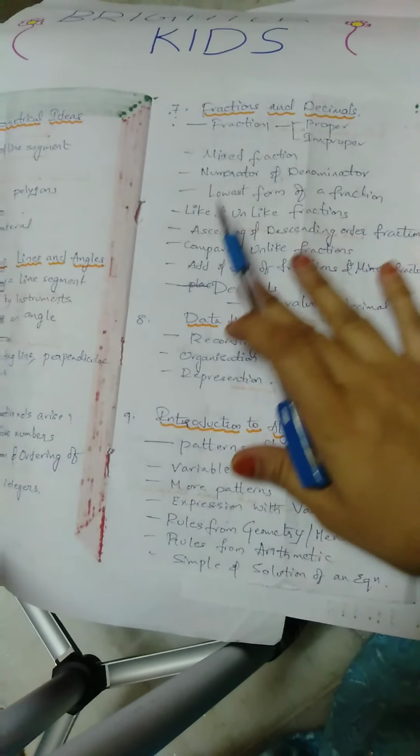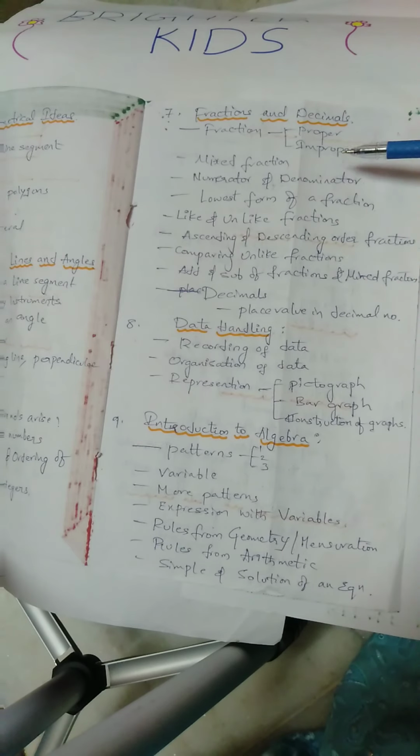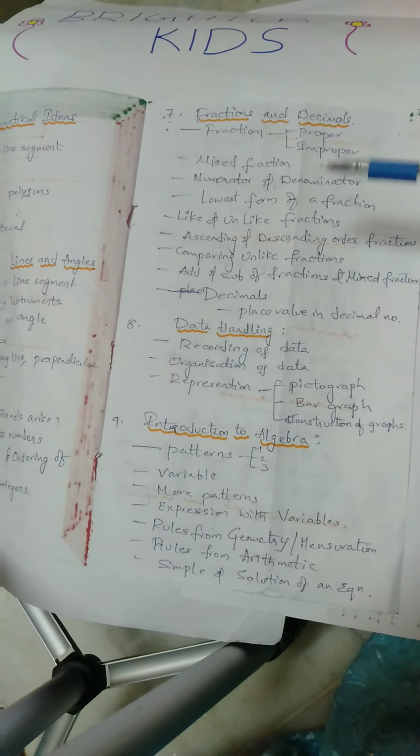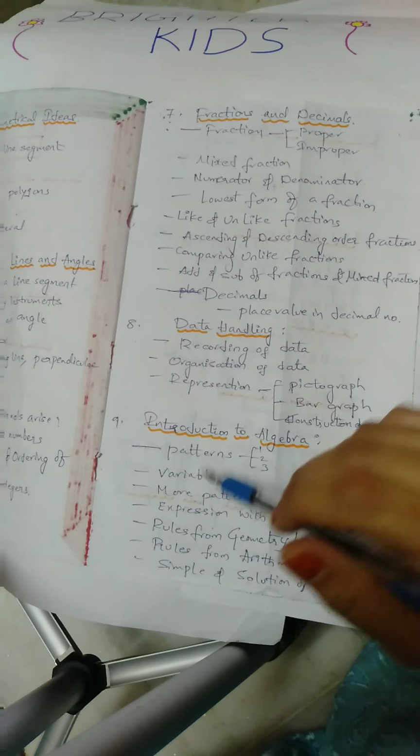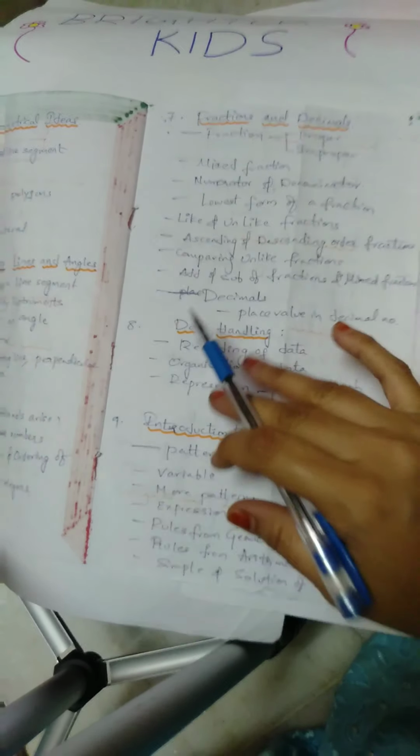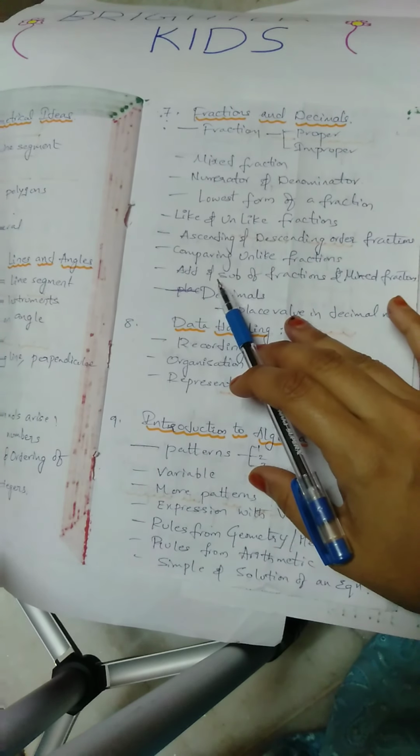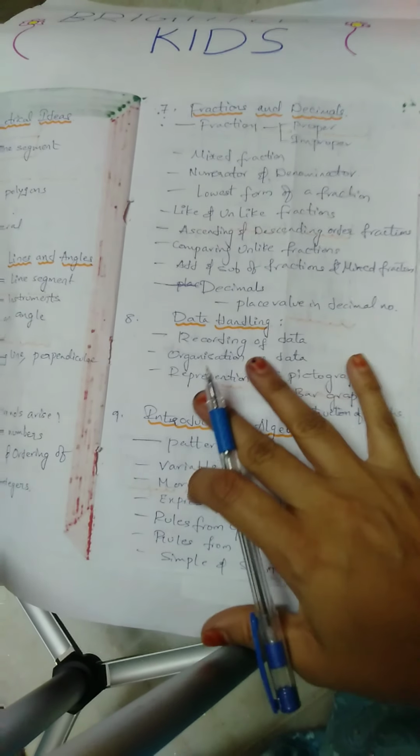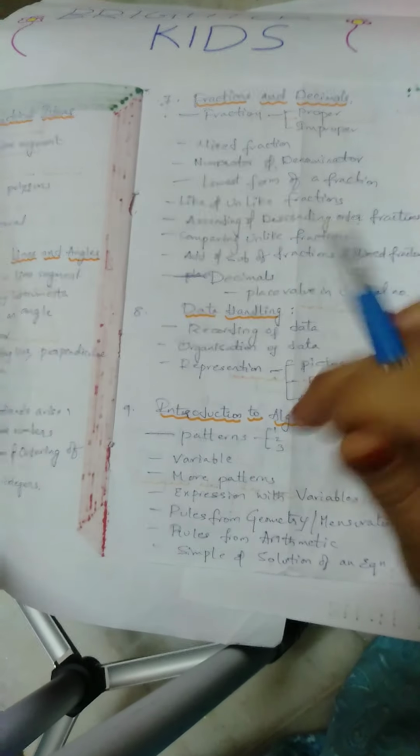Okay, going to our next chapter, fractions and decimals. In this fractions and types, proper fractions, improper fractions, mixed fractions, numerator and denominator, what is numerator and what is denominator, lowest form of fractions, like and unlike fractions, ascending and descending order fractions, comparing all like fractions. And the next unit is addition and subtraction of fractions and mixed fractions also. In this we have decimals also, place values in decimal numbers. All these units are coming into the fractions and decimals.